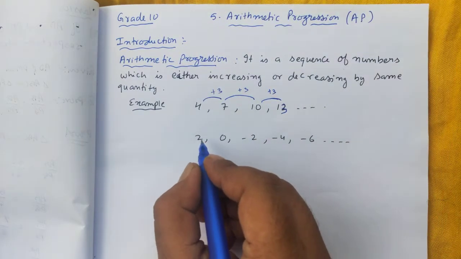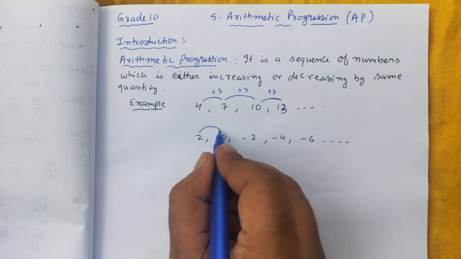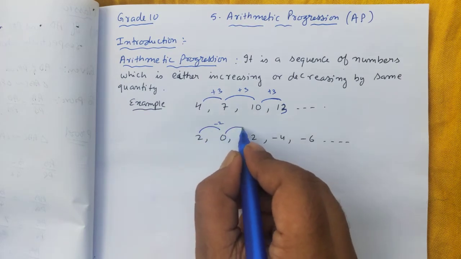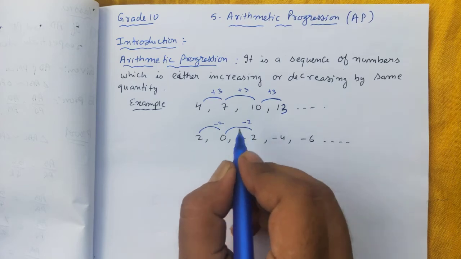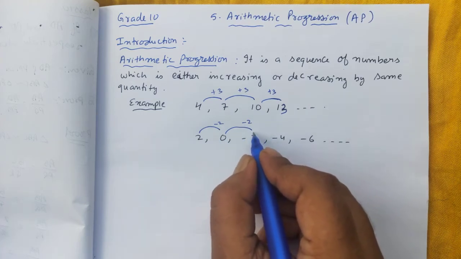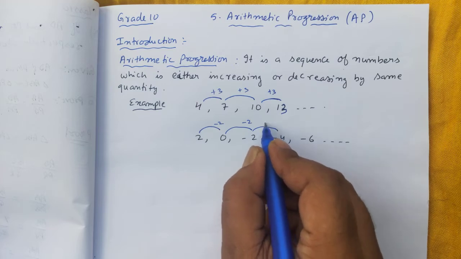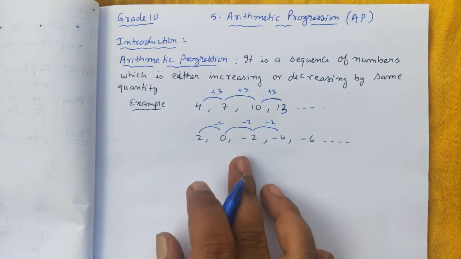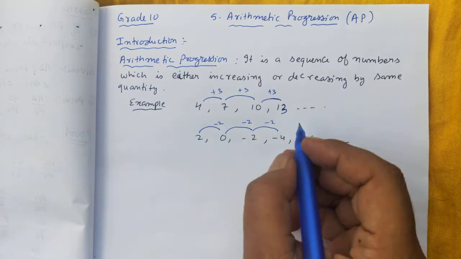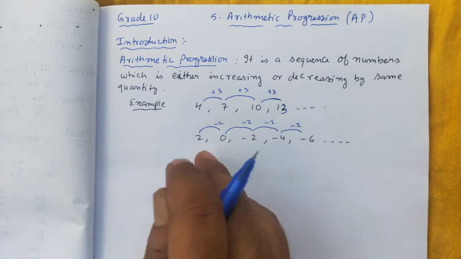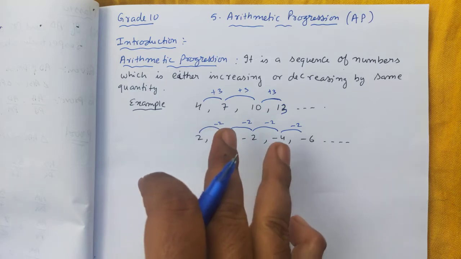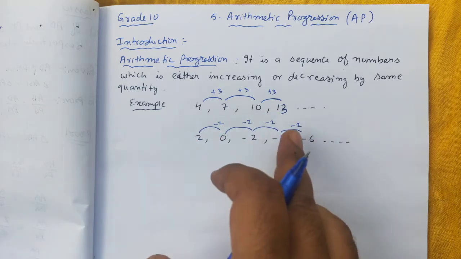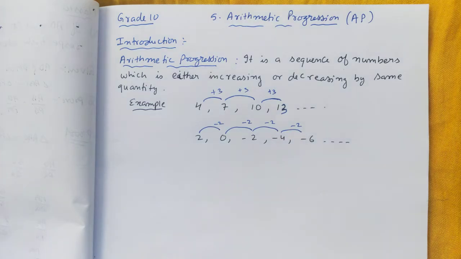Let's see here, 2 to 0 means it is decreasing by 2. 0 to minus 2, it is decreasing by 2. 2 to minus 4, it is 2 less again, so it is decreasing by 2. This type of series is called arithmetic progression. Here to here again decreasing by 2. So if a number increases or decreases by the same quantity, this series is called arithmetic progression.